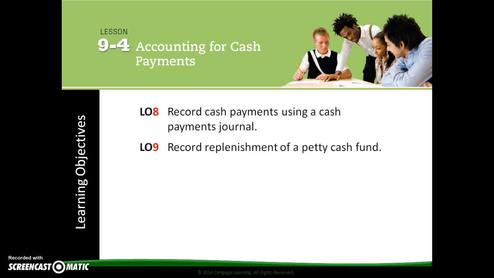So as we go forward here, the two learning objectives would be recording cash payments using a cash payments journal and recording replenishment of our petty cash fund.